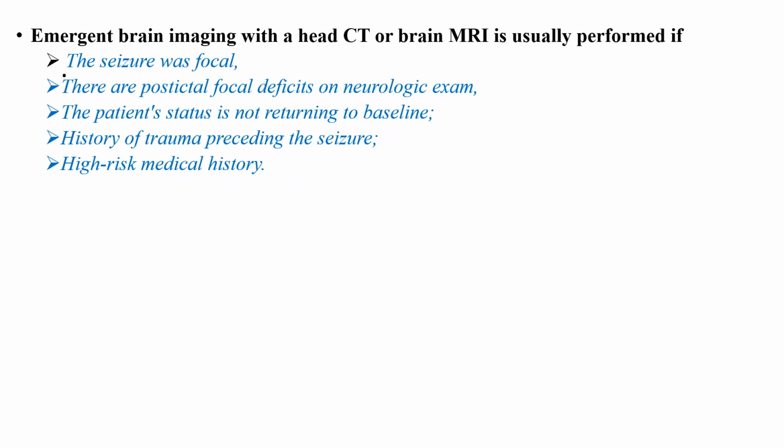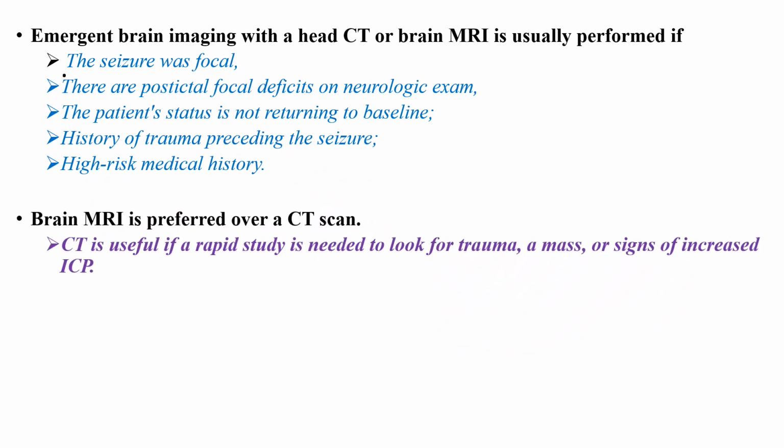Emergent brain imaging with head CT or MRI is usually performed if the seizure was focal, if there are postictal focal deficits or postictal neurologic exam abnormality, if the patient status is not returning to baseline after the seizure, if there is a history of trauma before the seizure, and high-risk medical history. In those cases, we should take imaging. Brain MRI is preferred over CT scan. CT is useful if a rapid study is needed to look for trauma, mass, or signs of increased ICP.